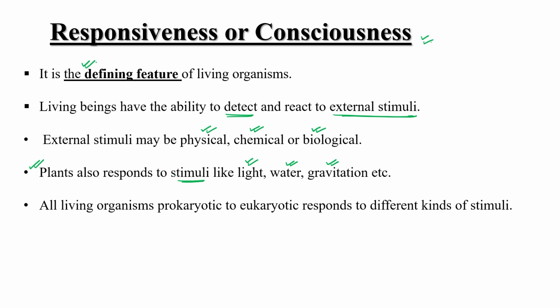Similarly, some plants respond if there is continuous darkness in the room but sunlight comes through a window. It's a very simple experiment, normally taught in class 6th, 7th or 8th, right? The plant moves to that side because it has consciousness of where sunlight comes from; it wants to use that sunlight for its own food synthesis, photosynthesis. So plants also respond to stimuli. All living organisms, from prokaryotes to eukaryotes, respond to different kinds of stimuli, right?